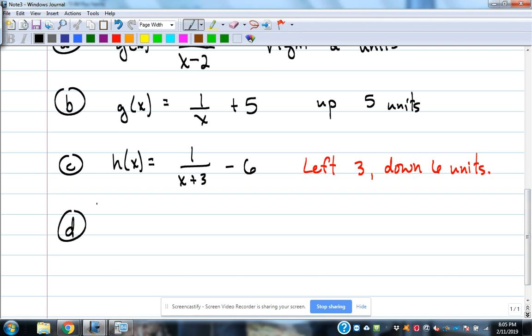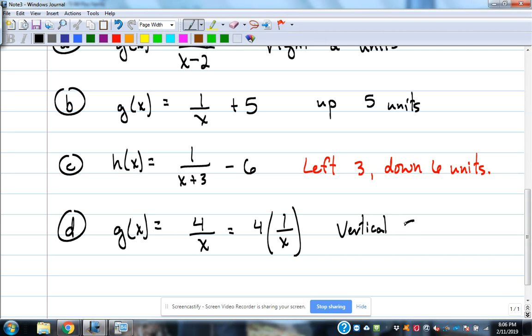Here's the one that kind of disguises itself as weird: 4 over x. Now, that's multiplying by something. You rewrite it like that, 4 times 1 over x. So that's a 4 on the outside. So that's a vertical stretch, a vertical stretch by a factor of 4.